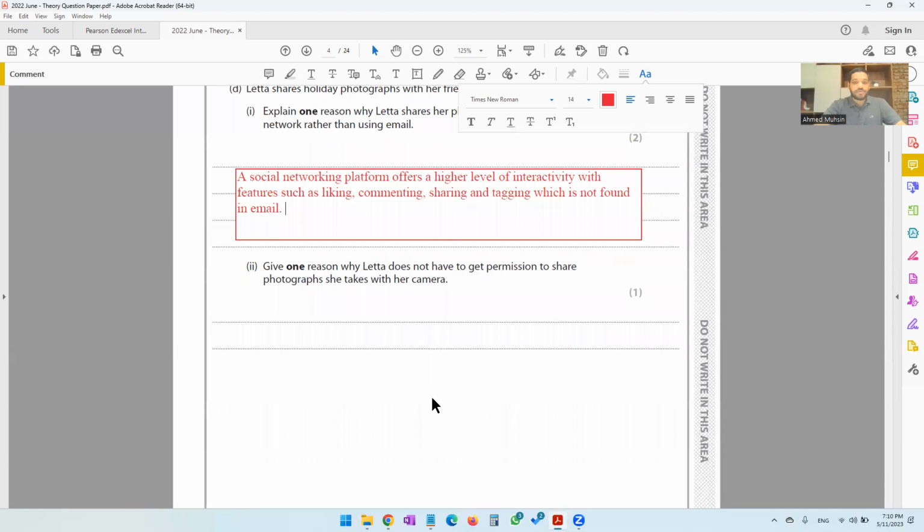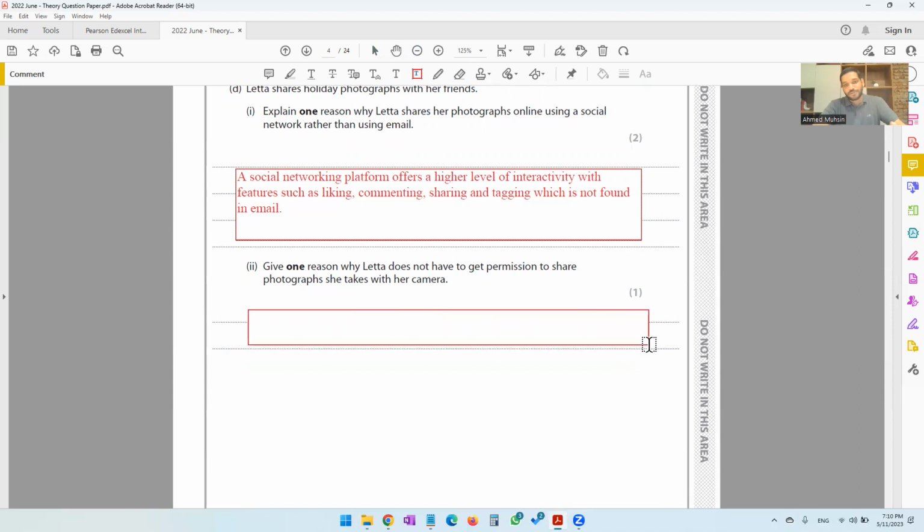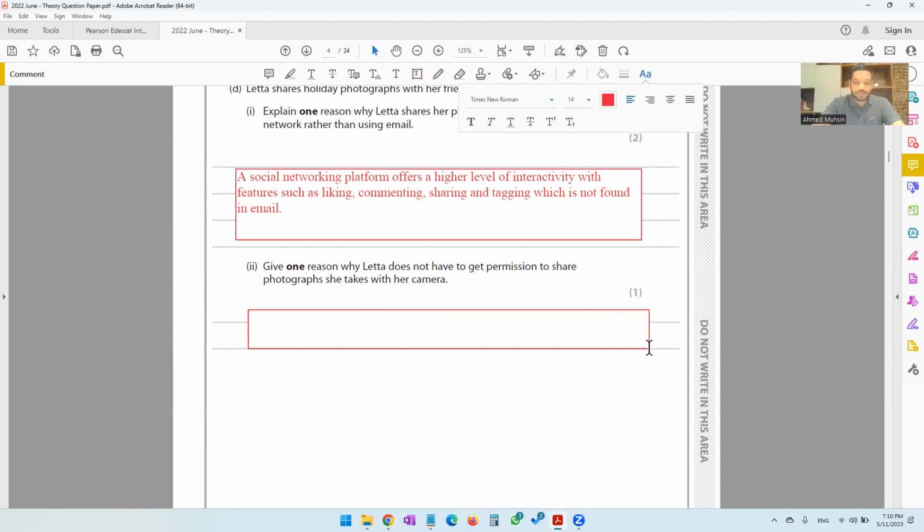Give one reason why Letta does not have to get permission to share photographs she takes with her camera. Very straightforward. These are photographs that she took from her camera. It belongs to her, so she does not need anybody's permission to share it. You can simply say, since she took these photographs on her own, from her own camera, she does not need anybody's permission as the photographs belong to her. Okay, all right, moving on.